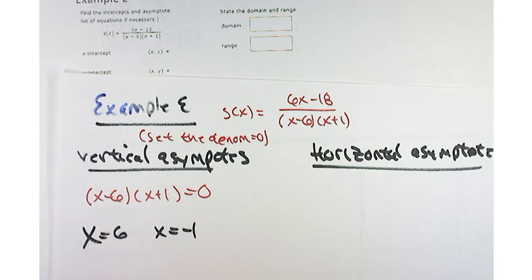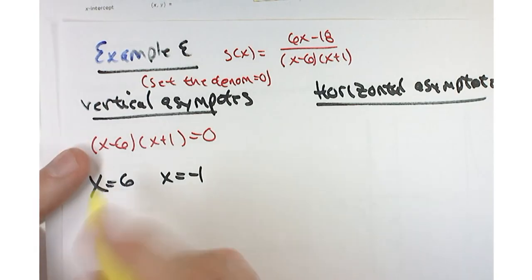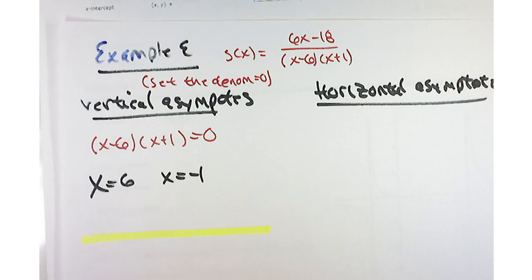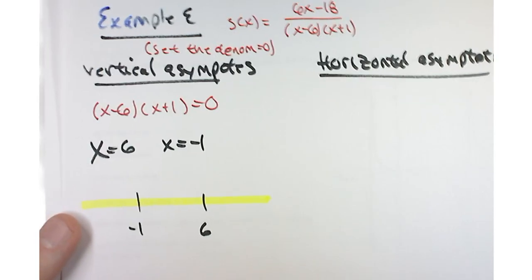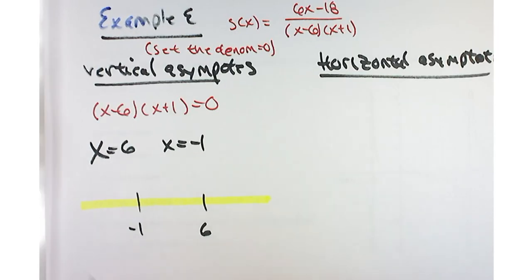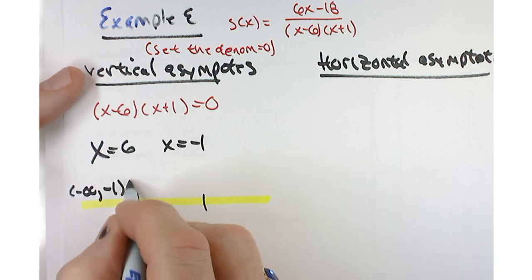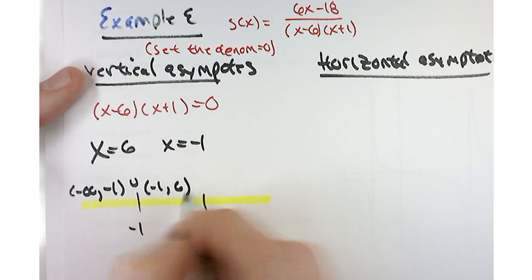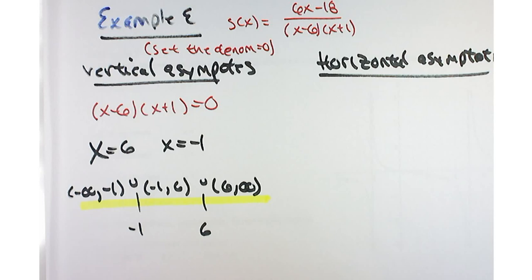Thank you all. 6 and -1. Now, since we're here, let's take care of another little problem that's part of this, and that is, let's find the domain. For our domain, we can't have x equal -1, and we can't have x equal 6. So it's everything in between. It's -infinity to -1, union, -1 to 6, union, 6 to infinity. Nice.